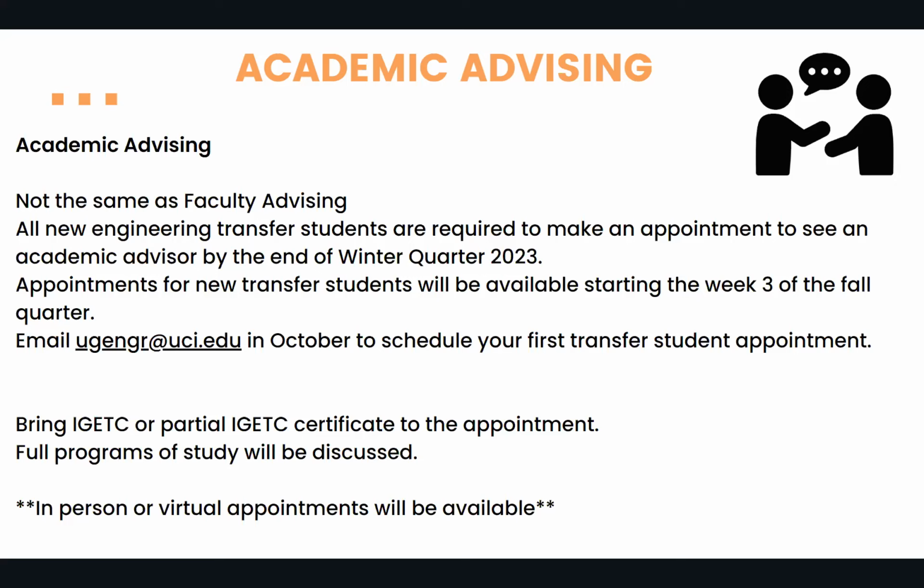Now, we are not scheduling any appointments during the summer or in September. So the first available appointment to meet with an academic counselor will be in October. You can email us here. This is our office email, ugengr@uci.edu. And we will start having appointments as of week 3 of the fall quarter. So you can start reaching out in October.